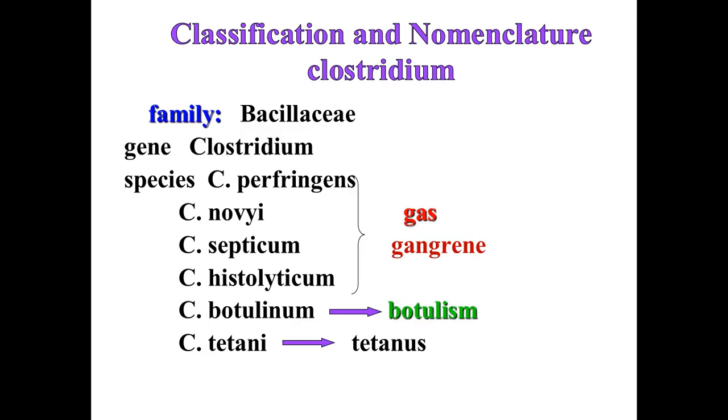Classification and nomenclature: family Bacillaceae, genus Clostridium, species Clostridium perfringens, Clostridium novyi, Clostridium septicum, Clostridium histolyticum, Clostridium botulinum, and Clostridium tetani. Clostridium botulinum, cause of botulism disease, and Clostridium tetani, cause of tetanus disease. Clostridium perfringens, cause of gas gangrene disease.